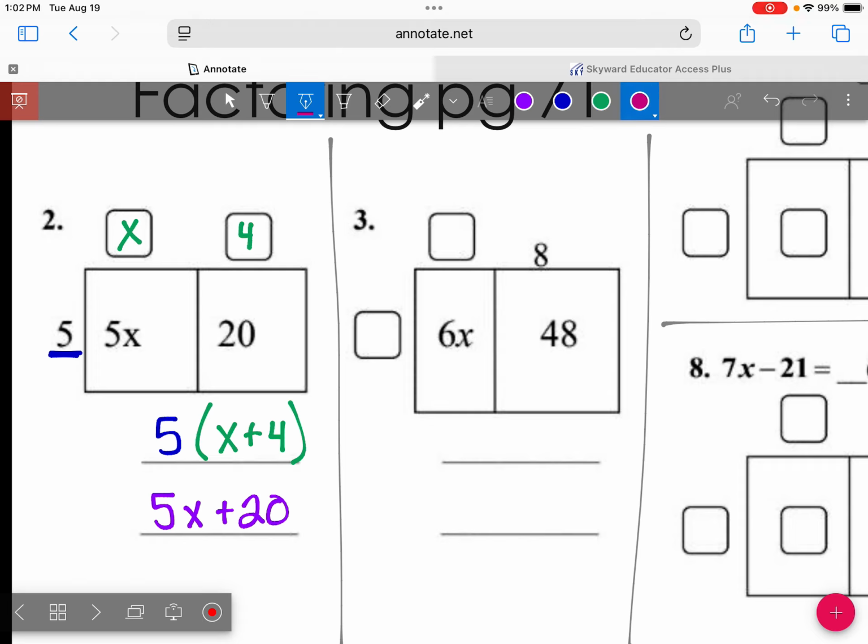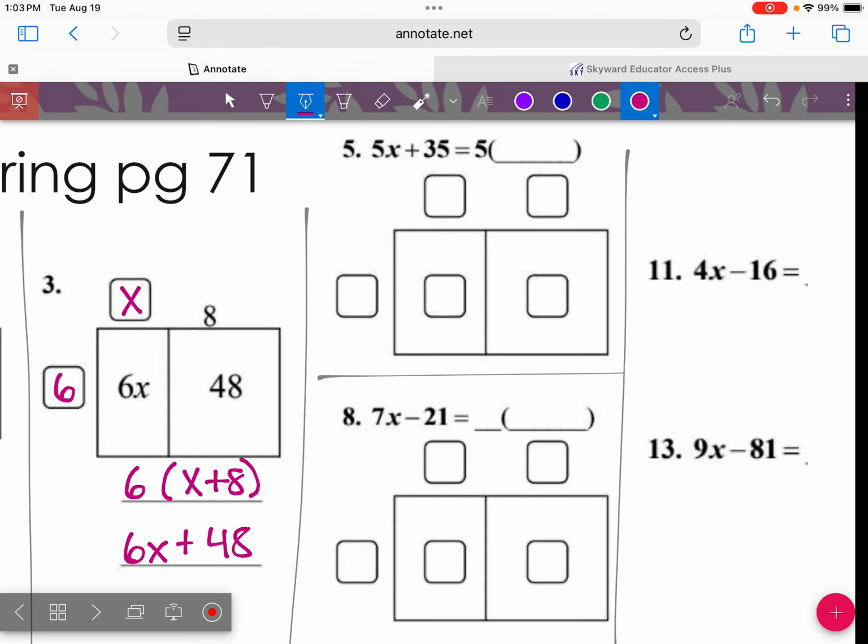Yeah, x and 6. Yeah, we're going to have a 6 over here and an x up here. Because 6 times 8 gives us 48. So we know this is going to be a 6 because that's the only thing that will multiply by 8 to get a 48. And then if I take a 6 out, that's going to leave me with an x here. So we can write this as 6 times our x plus 8, or we can do our 6x plus 48.